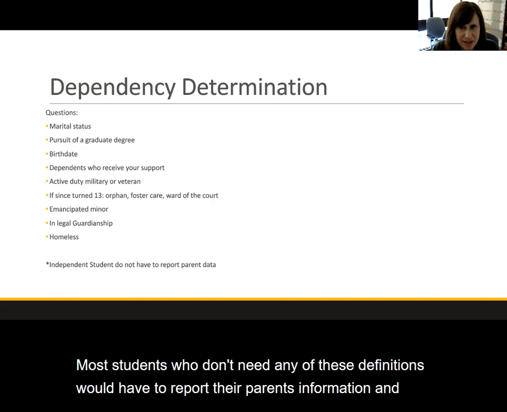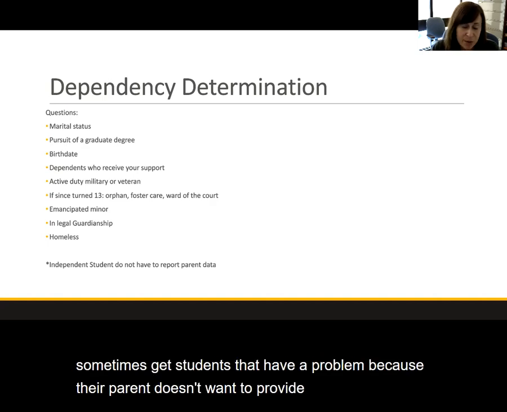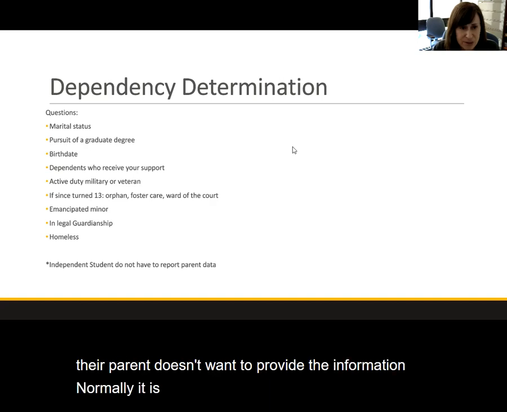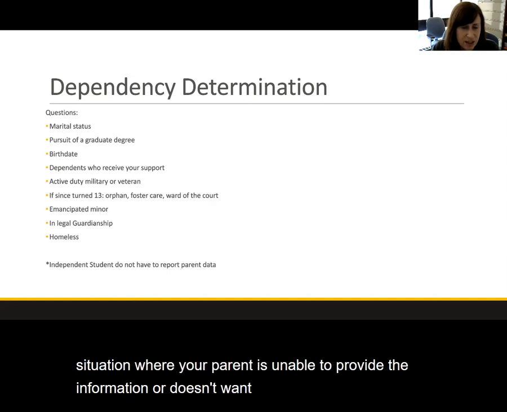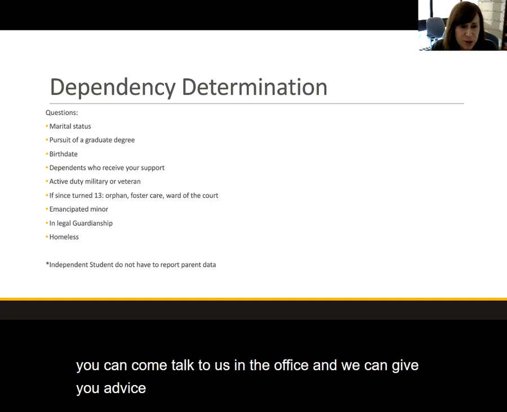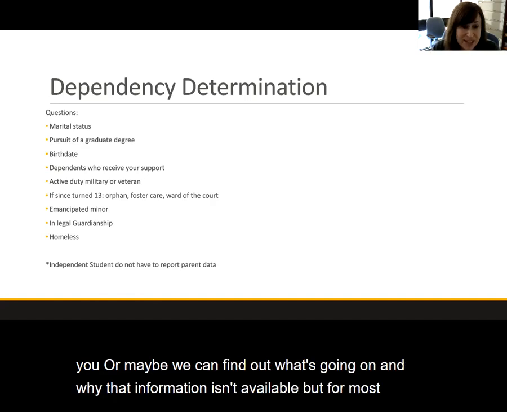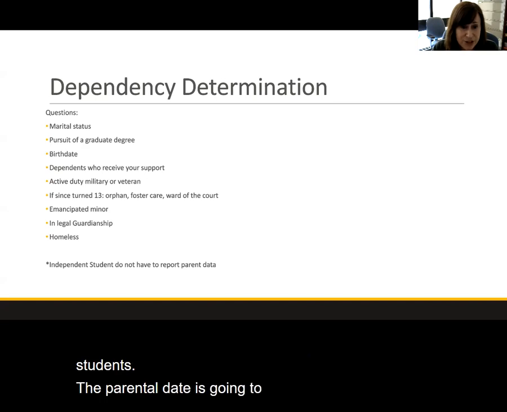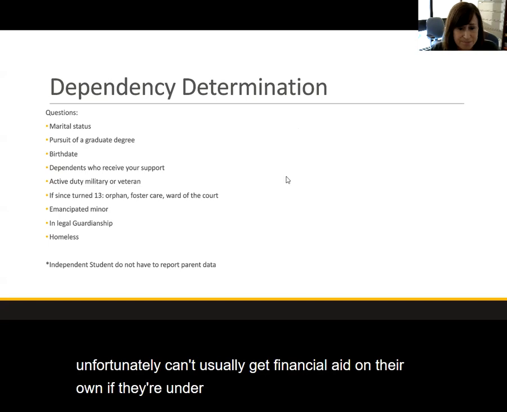And we sometimes get students that have a problem because their parent doesn't want to provide the information. Normally it is required, unfortunately. So if you're in a situation where your parent is unable to provide the information or doesn't want to provide the information, you can come talk to us in the office and we can give you advice on, maybe we can talk to your parents for you, or maybe we can find out what's going on and why that information isn't available. But for most students, the parental data is going to be required. Students, unfortunately, can't usually get financial aid on their own if they're under the age of 24.